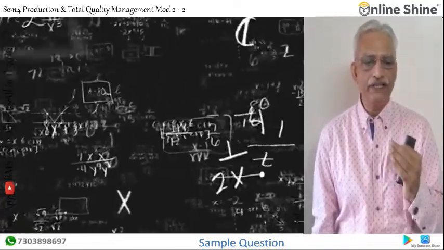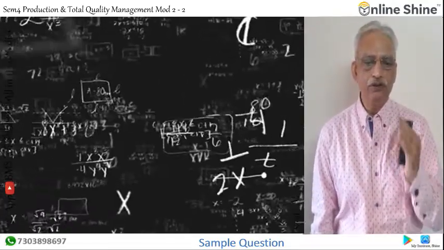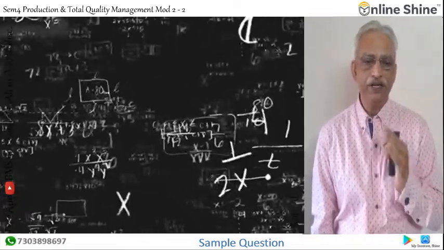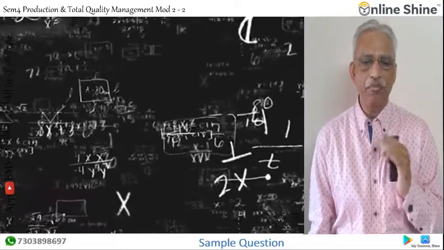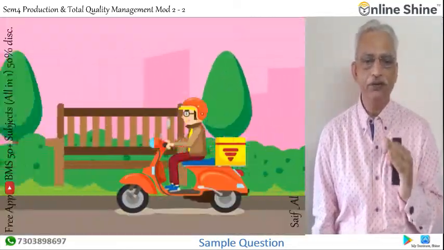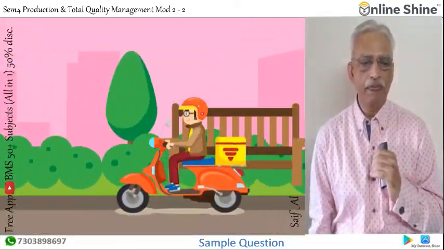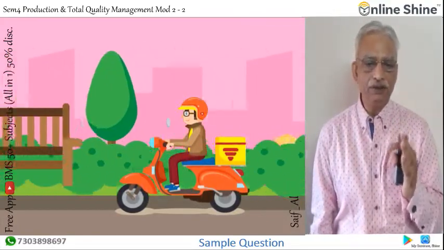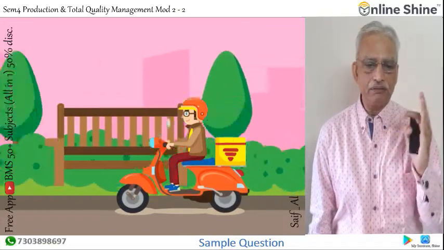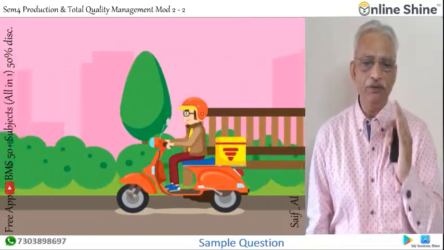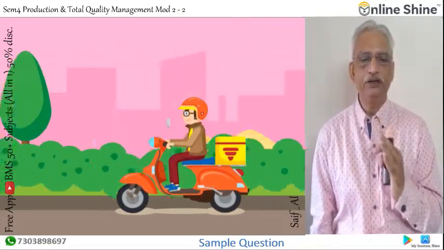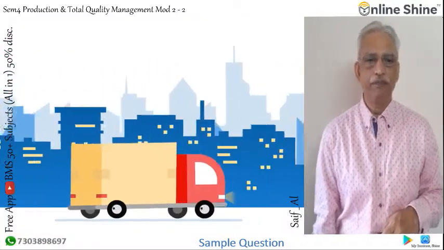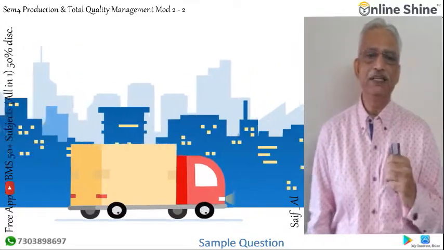Now if we equate this, the square root of 2 into 600 multiplied by 15 divided by 10 comes out to be 42 units after rounding off. So number of orders per year is equal to 600 units divided by 42, that is 14.29, or 15 orders to round it up. Let's take the third sample question.